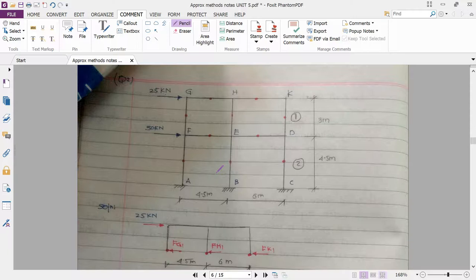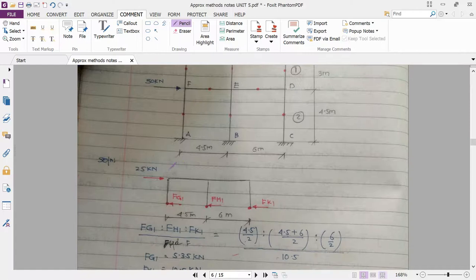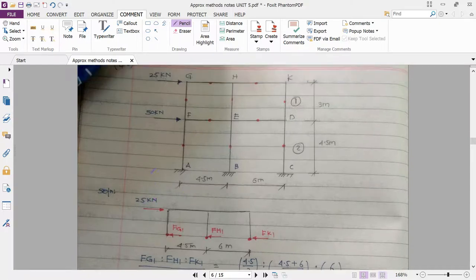So let us see how to analyze this particular numerical by using the approximate method. As we already saw in our last lecture, we have to start our numerical right from the top, because the first story to be solved is the top portion, and then go in the downward direction. So first of all we have to consider the top story, and you have to cut the story at the point of contraflexure of the top column.